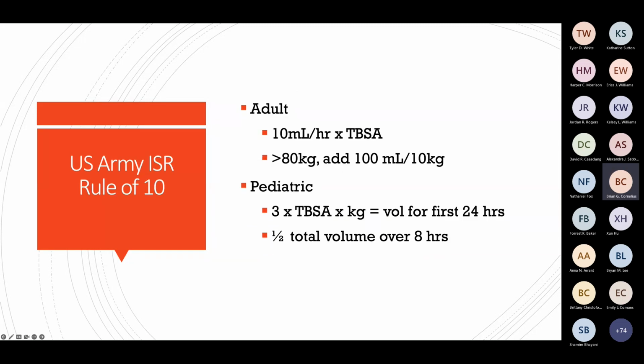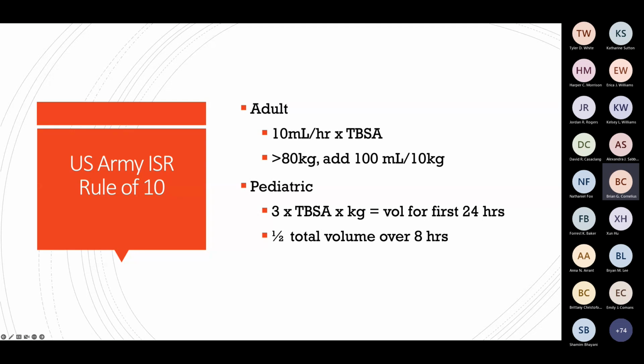All right. So we're going to hop from that to kind of an easier formula. I personally prefer this formula from a math standpoint. It's a little bit easier. And with that being said, Parkland is probably more common on the civilian side, but I'm not sure it's actually better. But it's just a reference point for you. So for an adult patient, you're going to take 10 mLs per hour times their total body surface area that's burned. So if you had somebody with 50% total body surface area, you would multiply that times 10. So they're getting 500 mLs per hour.